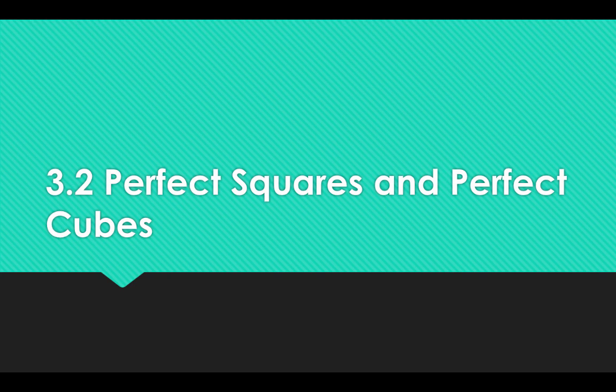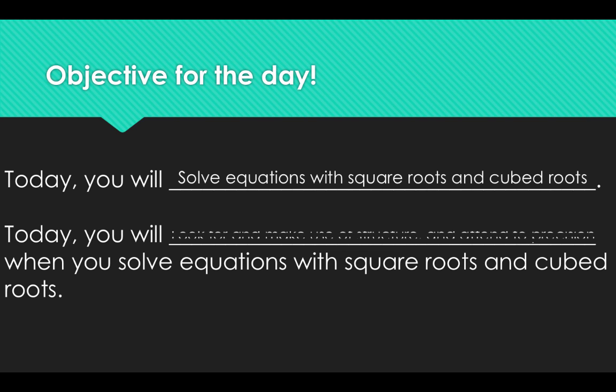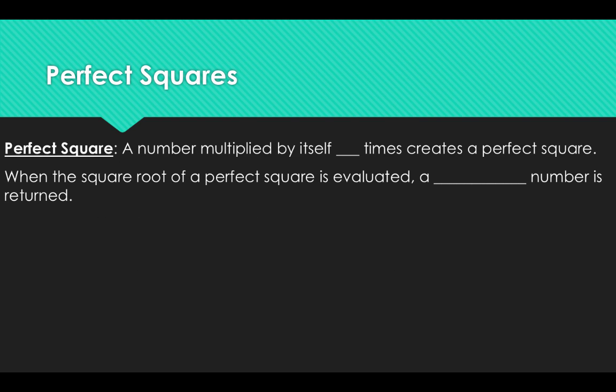Today we're going to go over 3.2, perfect squares and perfect cubes. So today you will solve equations with square roots and cubed roots. You're going to look for and make use of structure and attend to precision when you solve equations with square roots and cubed roots. A number multiplied by itself 2 times creates a perfect square. When the square root of a perfect square is evaluated, a whole number is returned.